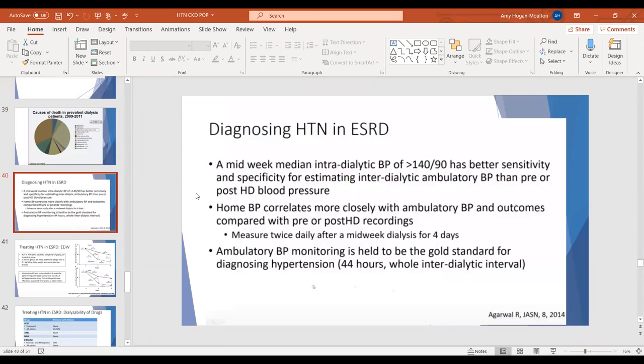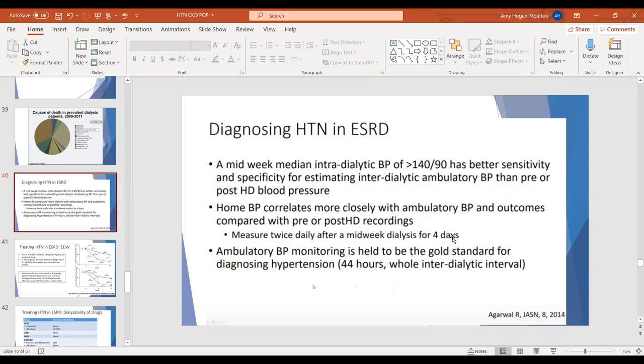So diagnosing hypertension in the ESRD patient, there was some data that said a midweek median intradialytic blood pressure of over 140 or over 90 had better sensitivity for establishing their in-between blood pressure than a post blood pressure. And then the home blood pressure readings correlate more closely with the ambulatory blood pressure. So it's advised to consider measuring twice daily after a midweek dialysis for 4 days and see what the blood pressures are.